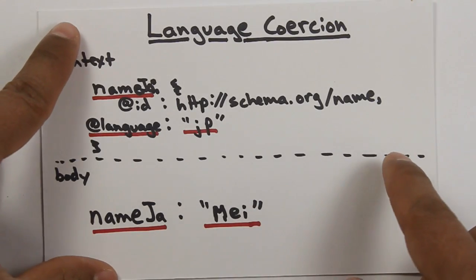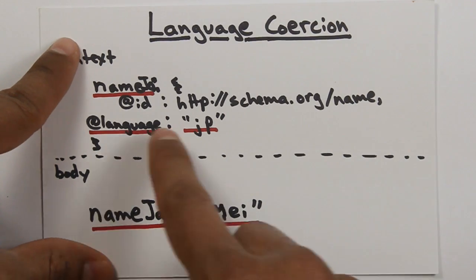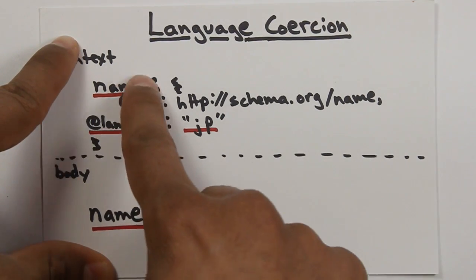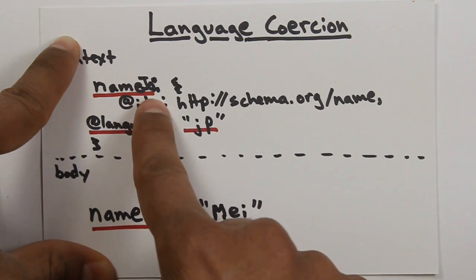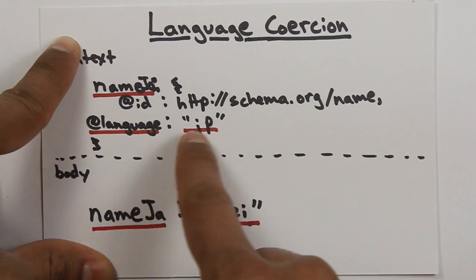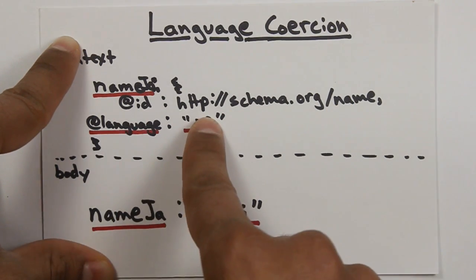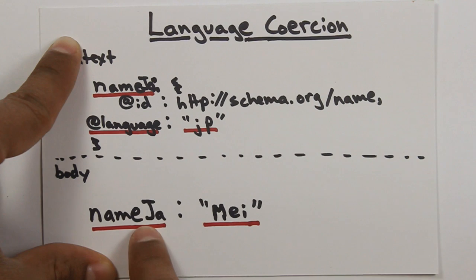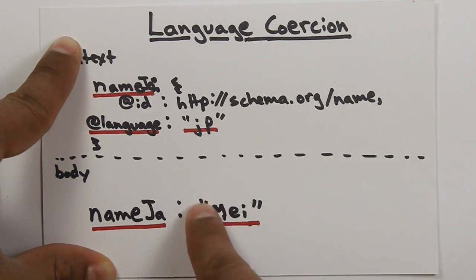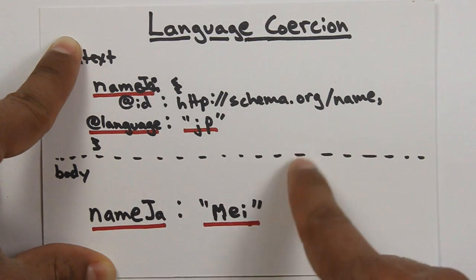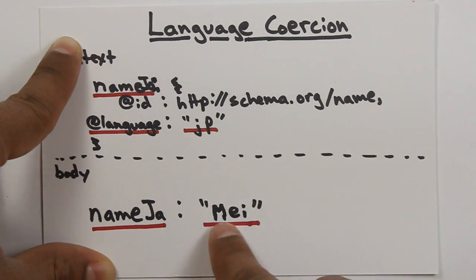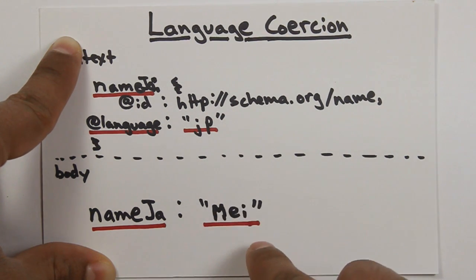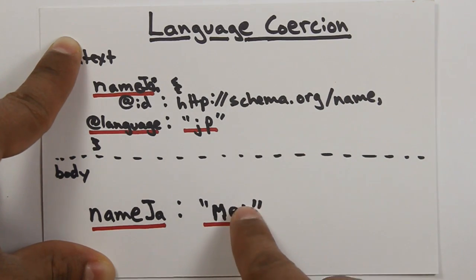So what we can do, just like in data typing, is go into the context, specify a new term, and say that whenever that term is used, associate a different type of language with it. So whenever this term is used, we're expressing a schema.org name, but we also want to tie Japanese language to that. So in the body of the JSON-LD document, you use nameja, and you put May in, and the JSON-LD processor will know that this is a Japanese string. You can do the same thing for this value if it's Kanji or Romaji or English or a variety of different languages.